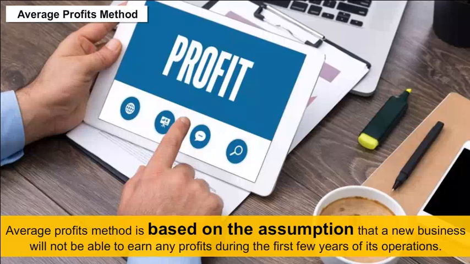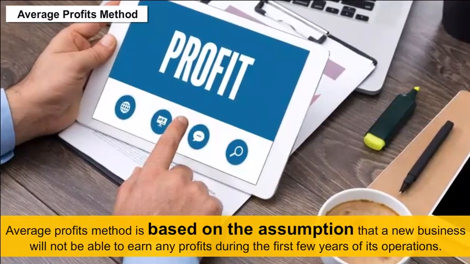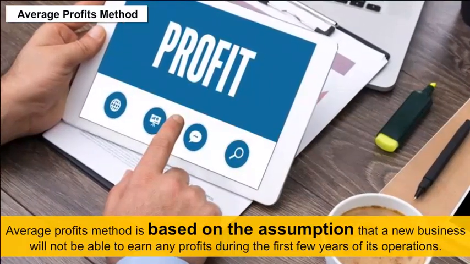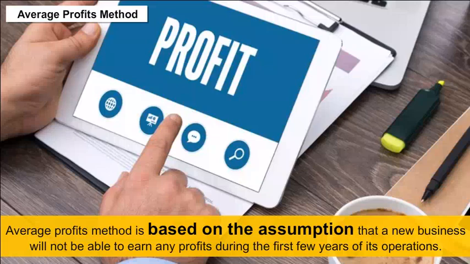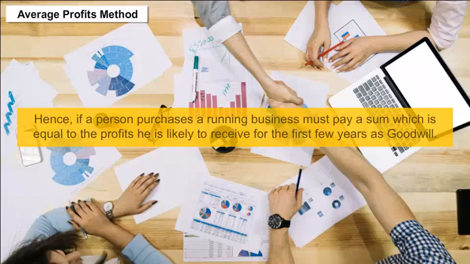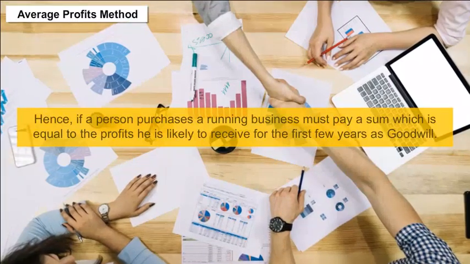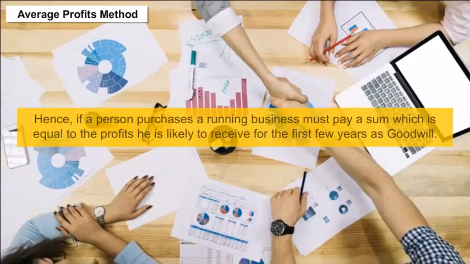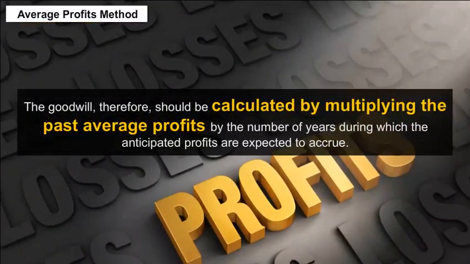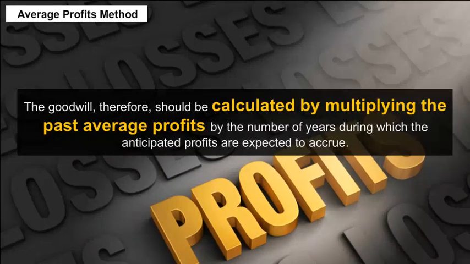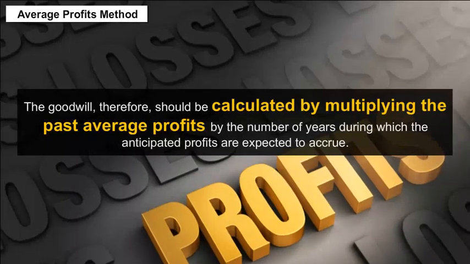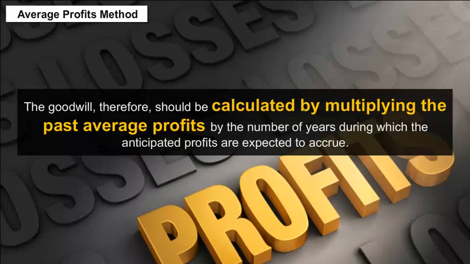Average profits method. Average profits method is based on the assumption that a new business will not be able to earn any profits during the first few years of its operations. Hence, a person who purchases a running business must pay a sum which is equal to the profits he is likely to receive for the first few years as goodwill. The goodwill, therefore, should be calculated by multiplying the past average profits by the number of years during which the anticipated profits are expected to accrue.